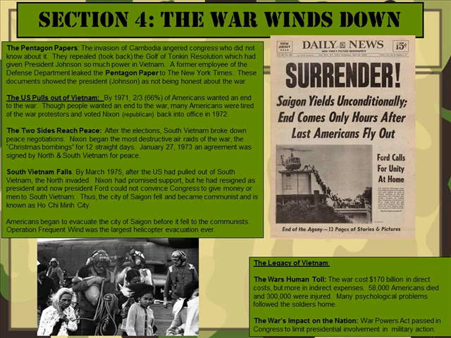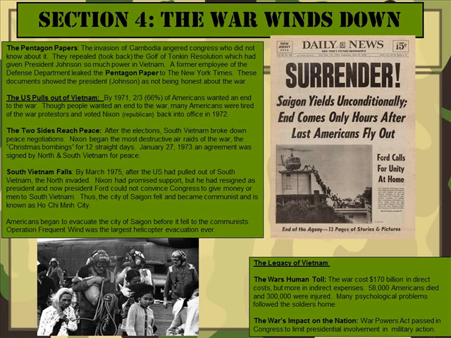The U.S. pulls out of Vietnam. By 1971, 2/3 of Americans wanted to end the war. Though people wanted to end the war, many Americans were tired of the war protesters as well and voted Republican back into office in 1972. So the two sides, North and South Vietnam, kind of reached a little bit of a peace agreement. Peace negotiations broke down, and so Nixon began the most destructive air raids, called the Christmas bombing, for 12 straight days. And by January, North Vietnam agreed to sign the peace agreement with South Vietnam.